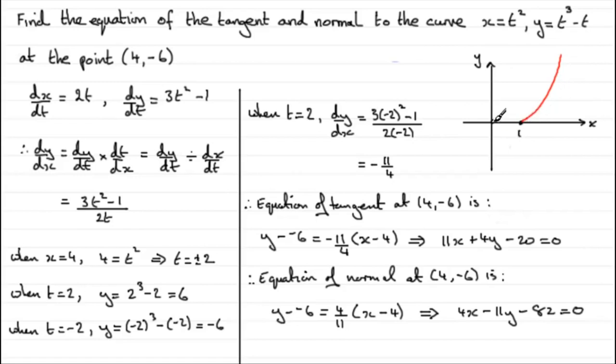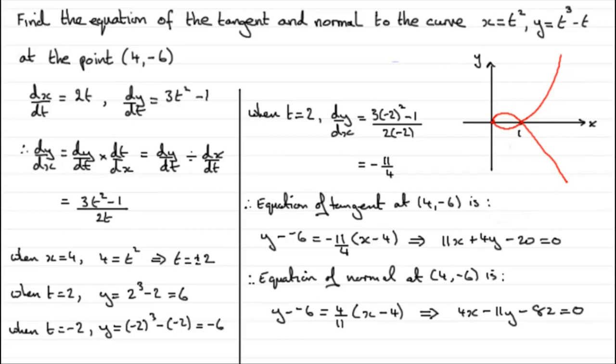When we go between 0 and 1, x remains positive, and y though is negative. So the curve comes round here like this. Now for negative values of t, we end up with a reflection of this part of the curve in the x-axis. So the curve goes round and then back down like this.